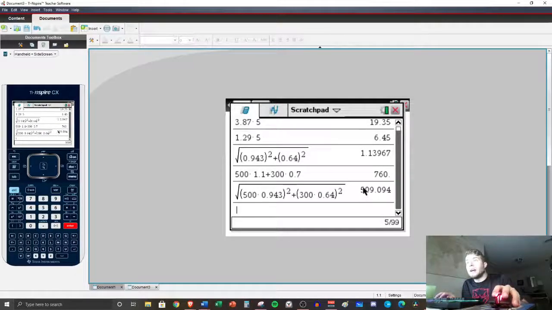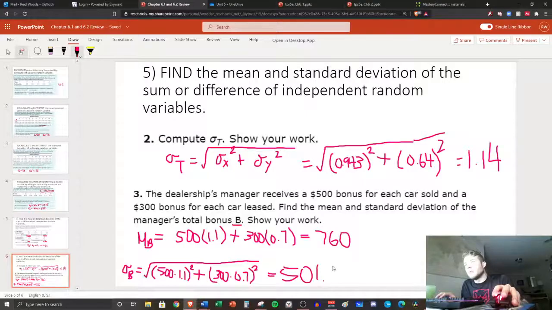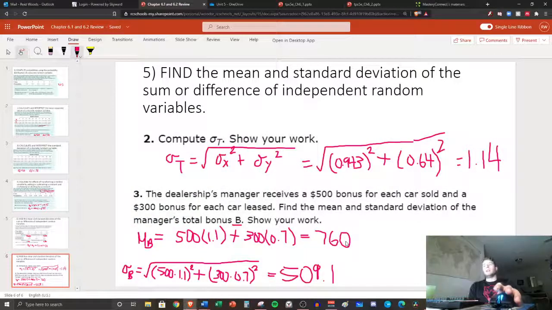All right. So 509. Now we wouldn't just multiply this value up here by something. We actually have to do these transformations. So that's our number right there, 509 point, and I'll just say 0.1. So 509.1. That's a pretty big standard deviation if you're talking about your money, how much it can vary. It could be higher than 760, a lot higher, or it could be a lot lower. So that's that variation there.